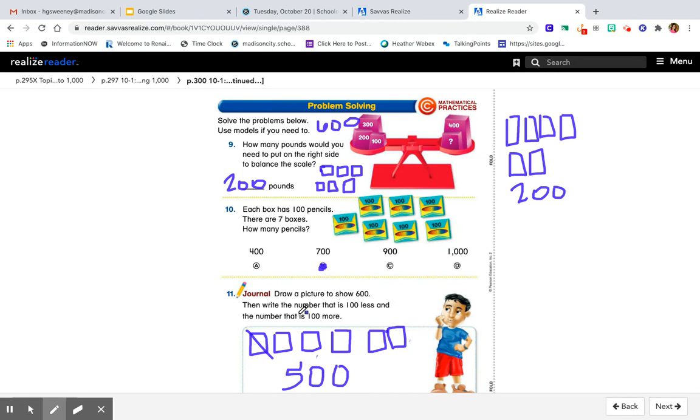Then it says, and the number that is 100 more. Well, I took 1 away, so I probably should draw my 600 again. So 1, 2, 3, 4, 5, 6. So there's my 600, the number I start with. Now 100 more means I need to draw 1 more flat. Now let's count, see how many I have. 1, 2, 3, 4, 5, 6, 7. So we know that's 700.